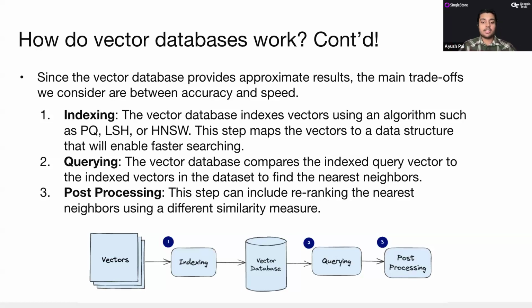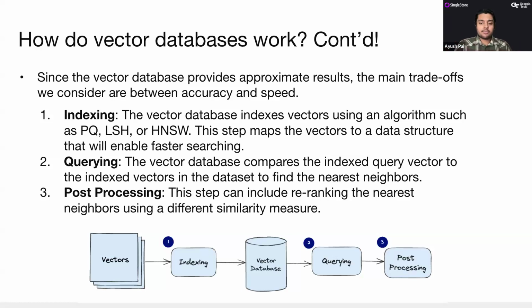So once the vectors are indexed, the querying phase begins, right? And here's where the database compares the query vector, transformed by the same embedding process as the indexed content, against the data set to identify the nearest neighbors. So the operation exploits the indexing structure to speed up the search.